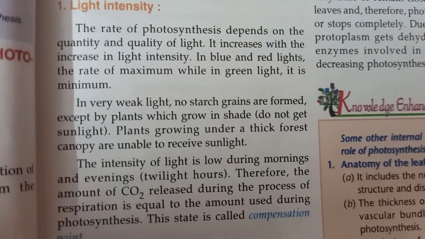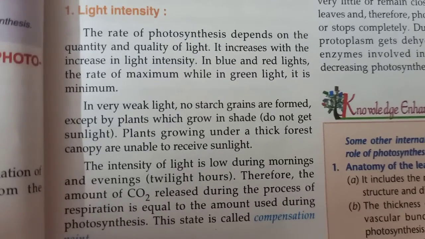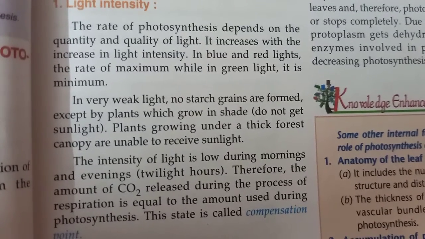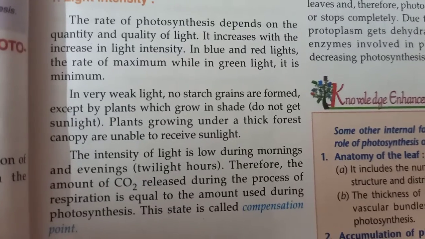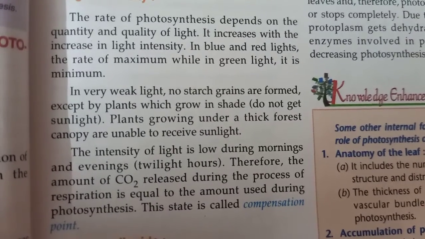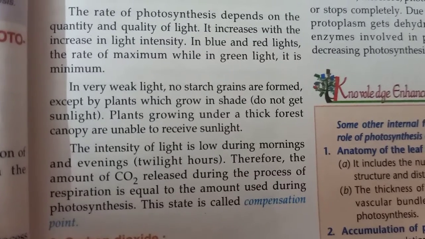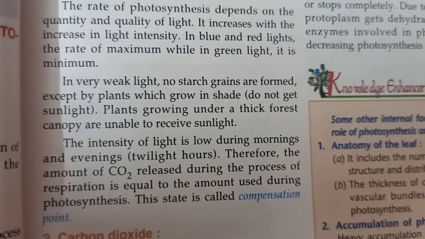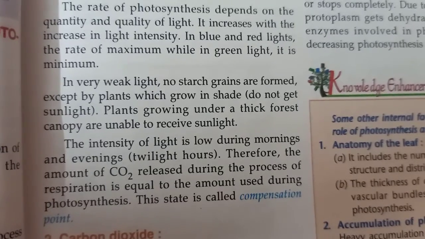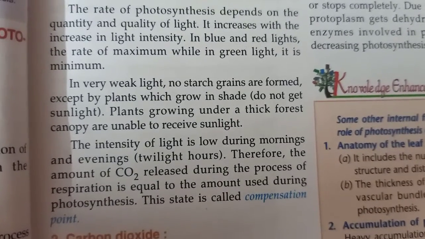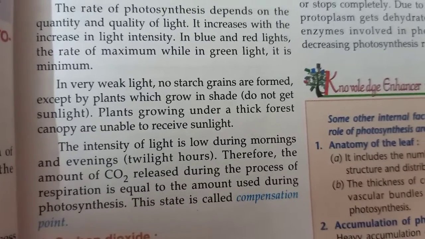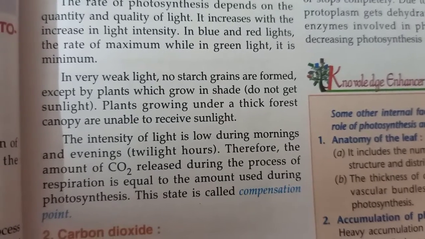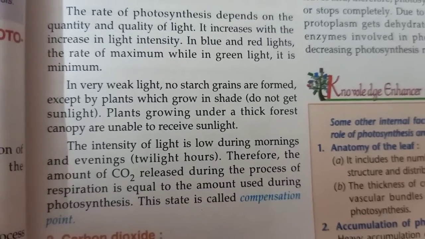Now, the intensity of light is low during mornings and evenings, which are known as twilight hours. Therefore, the amount of carbon dioxide released during respiration is equal to the amount used during photosynthesis. This state is called the compensation point.